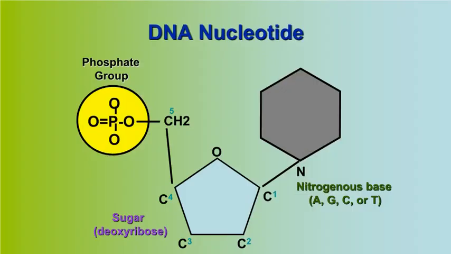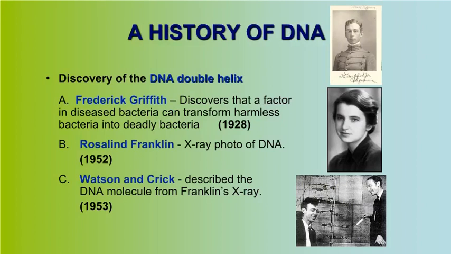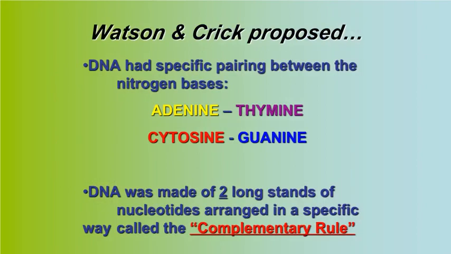DNA nucleotide. A history of DNA. Discovery of the DNA double helix. Frederick Griffith discovers that a factor in diseased bacteria can transform harmless bacteria into deadly bacteria, 1928. Rosalind Franklin X-ray photo of DNA. 1952. Watson and Crick described the DNA molecule from Franklin's X-ray. 1953. Watson and Crick proposed DNA had specific pairing between the nitrogen bases.